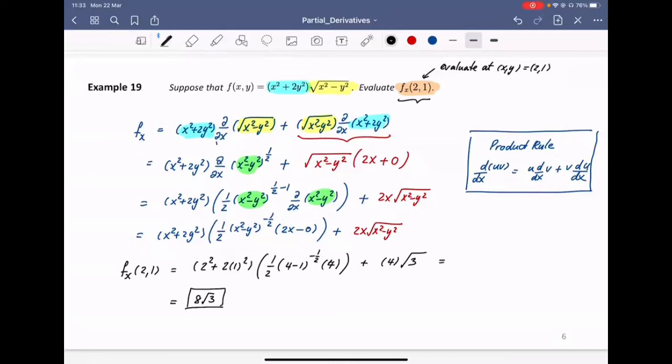Well, this is 12 square root 3 over 3 plus 4 square root 3. So at the end, you're gonna get 8 square root 3. So try it by yourself, but this is just the answer for this part.